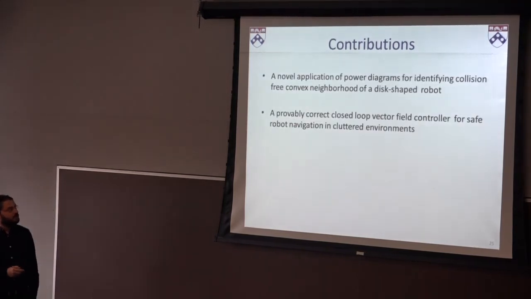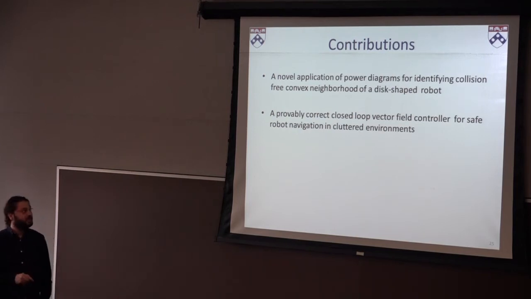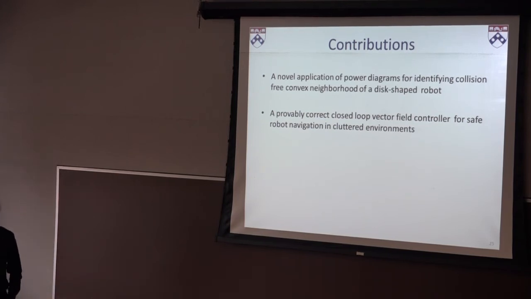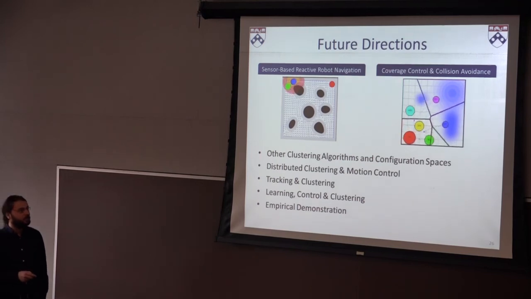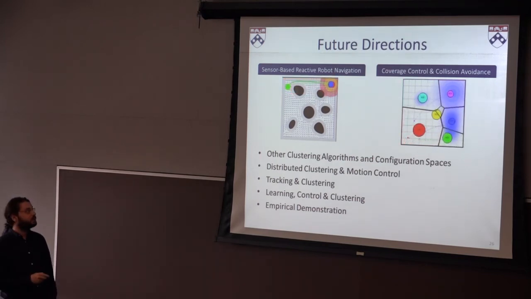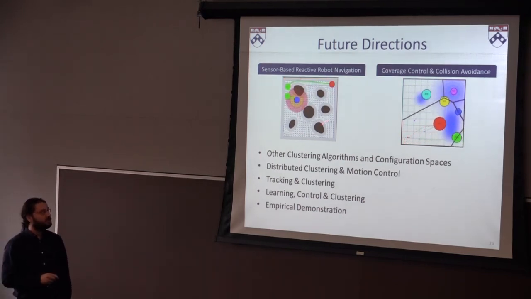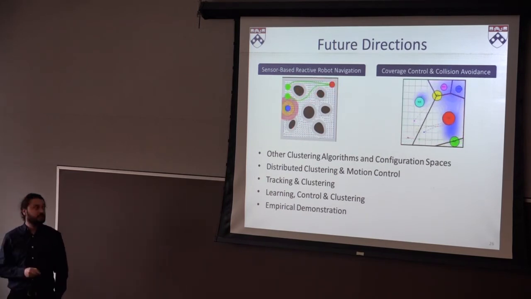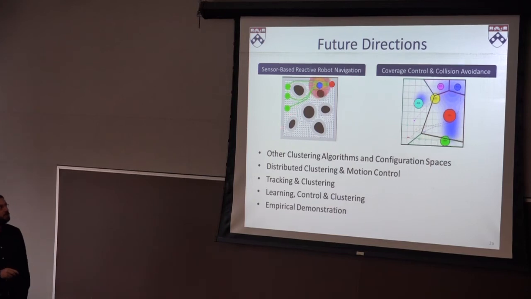So in summary, we proposed an application of generalized Voronoi diagrams for identifying a collision-free neighborhood of a robot and proposed a provably correct reactive motion planner to navigate in such cluttered environments. And I will conclude with some future directions. So we ask the question, can we solve the same problem using a more realistic sensor model? It's positive, yeah. We can do it.